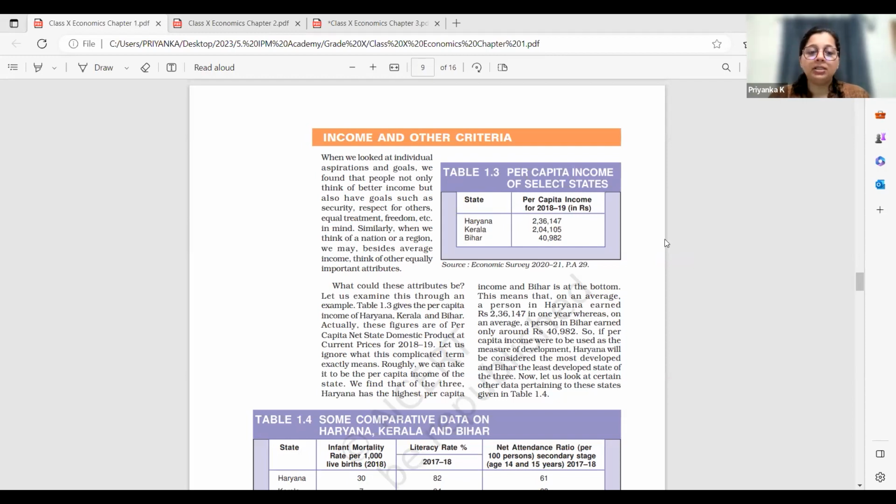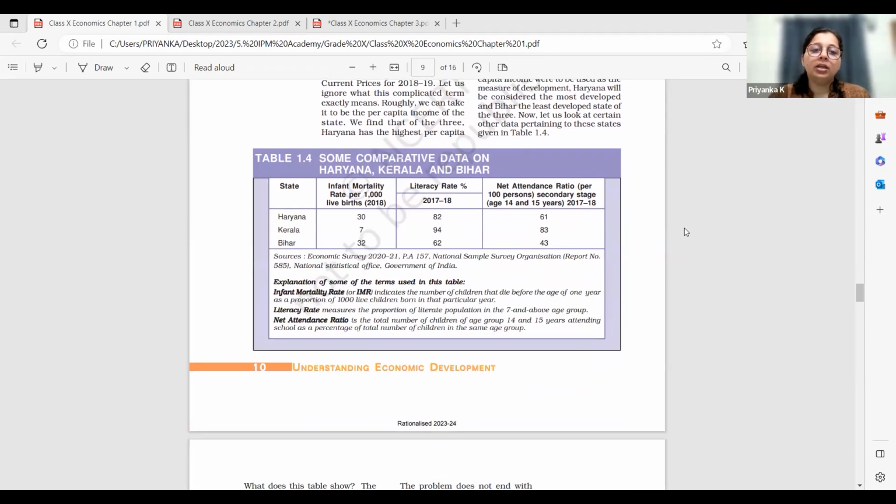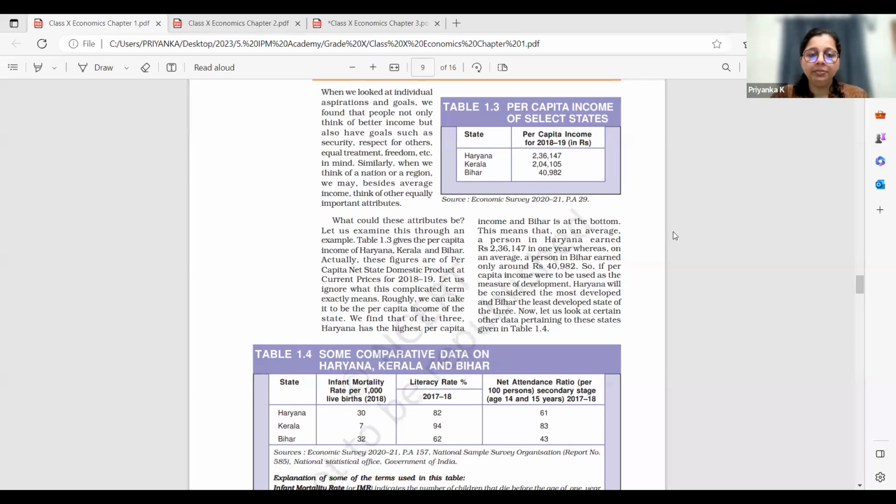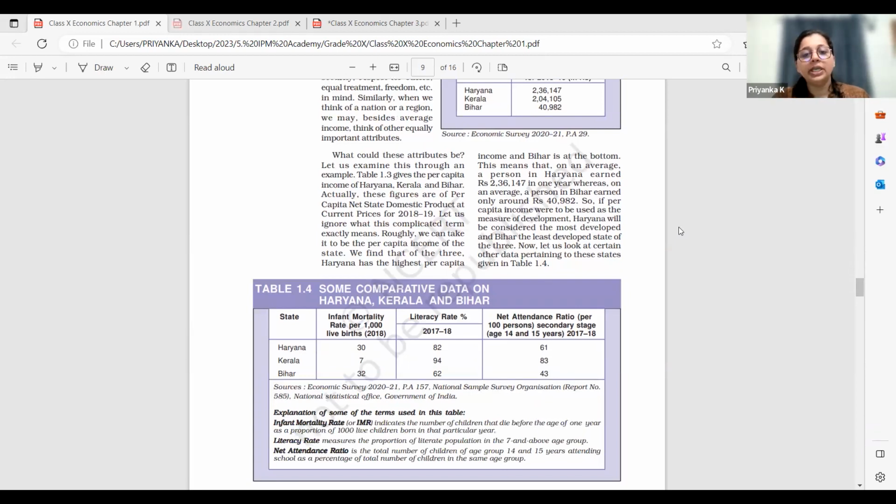But when you look at Haryana's figures, we might feel that that state is progressing or in a better situation than the other two. But at the same time, we have another table, table 1.4, which gives some more details about these states. When you look at the infant mortality rate per 1,000 live births, literacy rate, and the net attendance ratio. In table 1.3, we were looking at the per capita income. And in table 1.4, some other indicators have been added, which include infant mortality rate, literacy rate, and the net attendance ratio. Infant mortality rate is the number of children that die before the age of 1, per 1,000 live births.